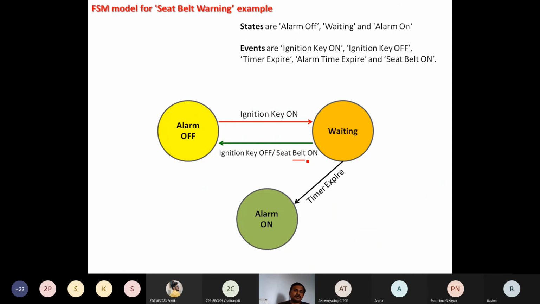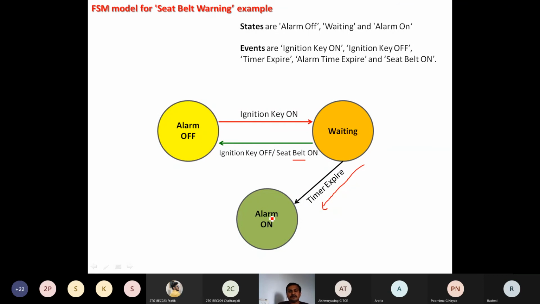That comes in the next state, moving from the waiting state to the alarm on state. After the waiting state, the alarm is going to be on when the waiting period of 10 seconds is over. The state moves from waiting to alarm on, which means the alarm is on now. Alarm on happens when the condition is met: the seat belt is not fastened and the timer has completed 10 seconds.